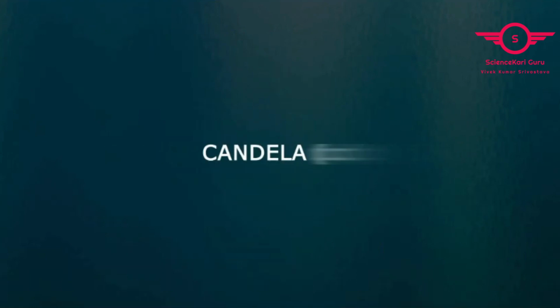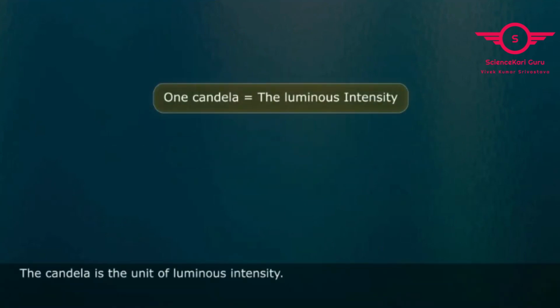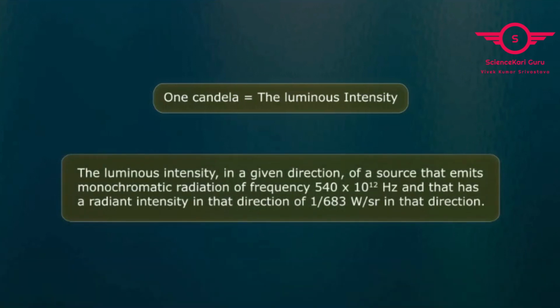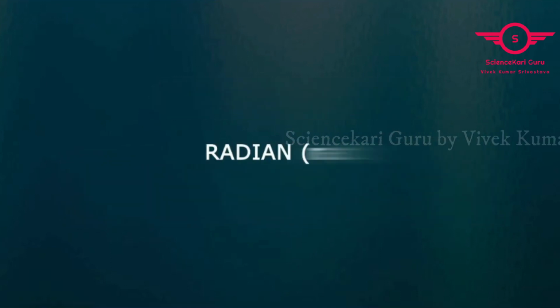Candela. The candela is the unit of luminous intensity. It is defined as the luminous intensity, in a given direction, of a source that emits monochromatic radiation of frequency 540 times 10 to the power 12 hertz and that has a radiant intensity in that direction of 1 by 683 watt per steradian.